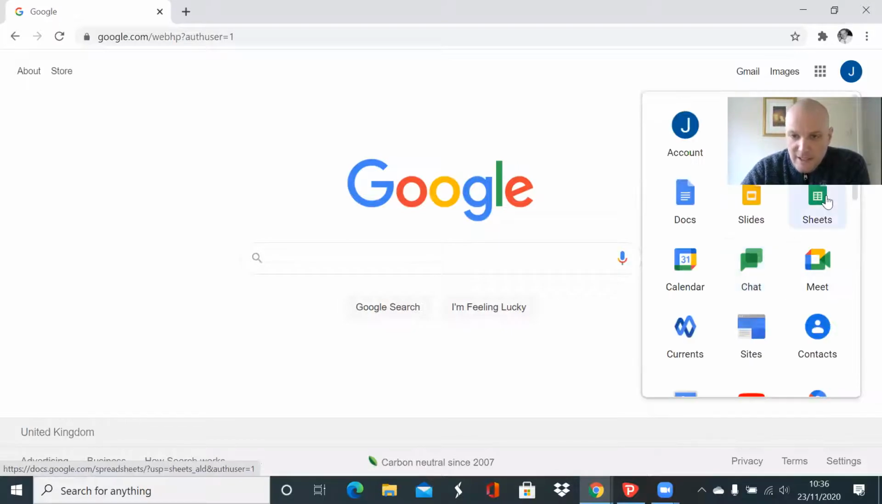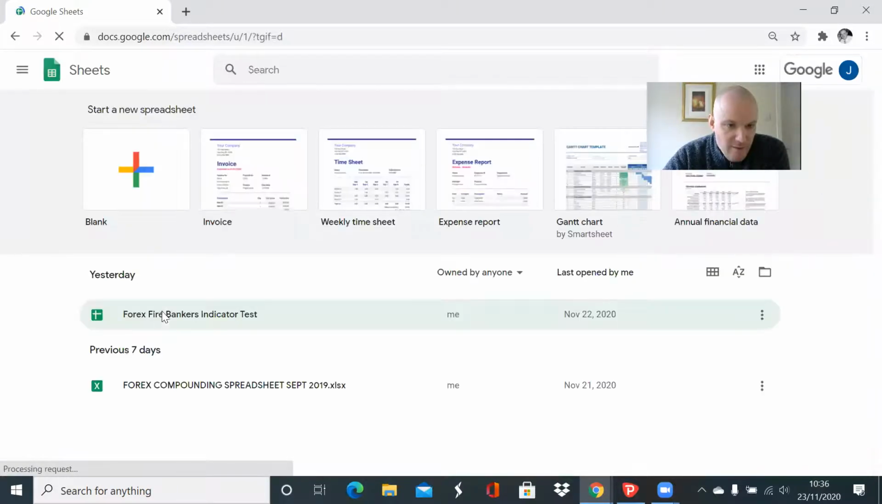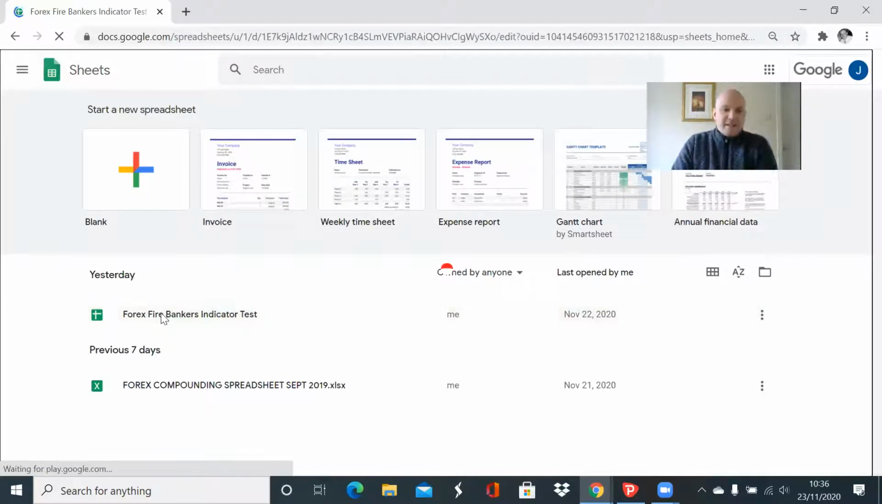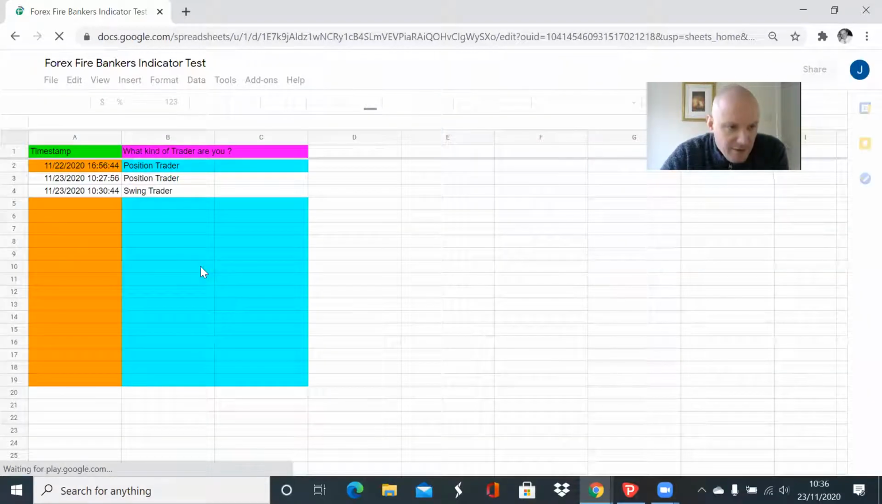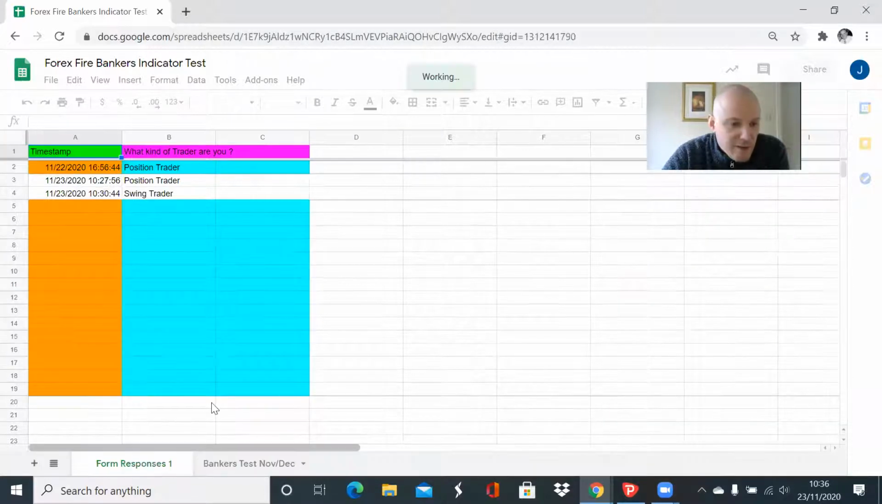So where we are, guys, is I'm doing a spreadsheet on this. It's an indicator test, and again, we're going to base this on that's just a different aspect we're looking at.